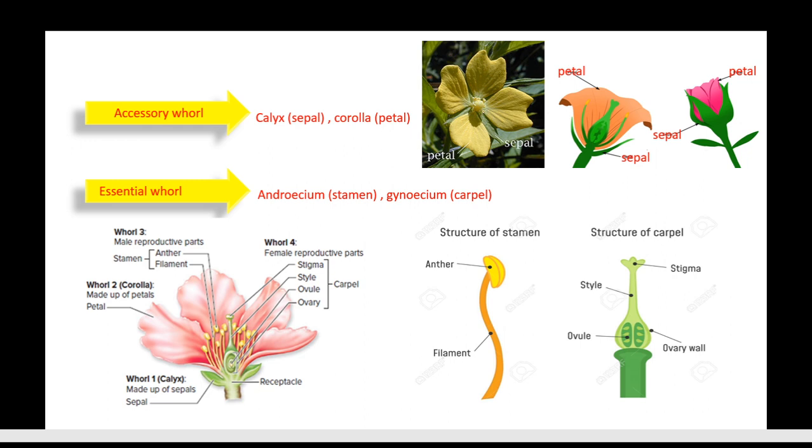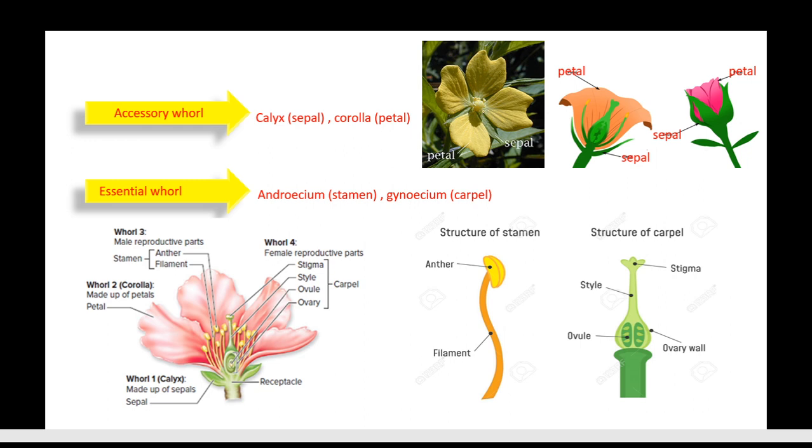If accessory whorls are absent in a flower, it is called aclamydeous flower. If accessory whorls are absent in a flower, the flower is called aclamydeous flower, which may be termed as naked flower.